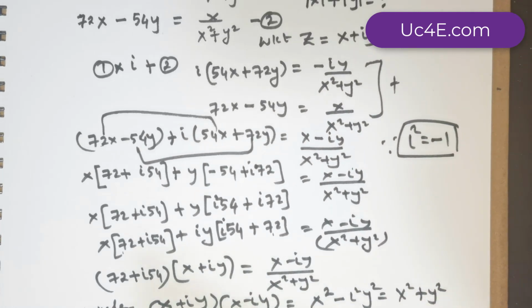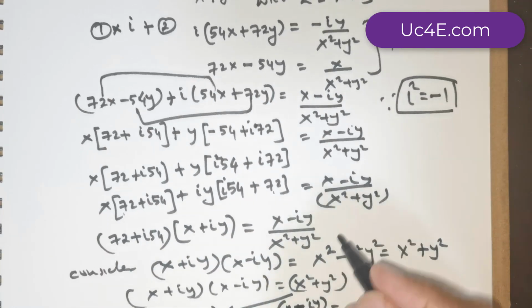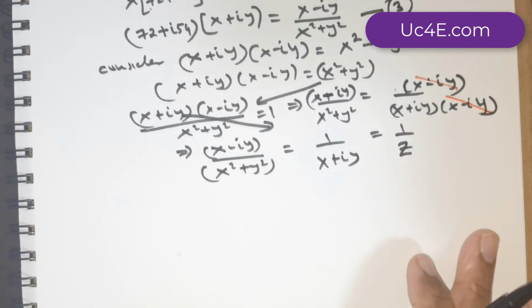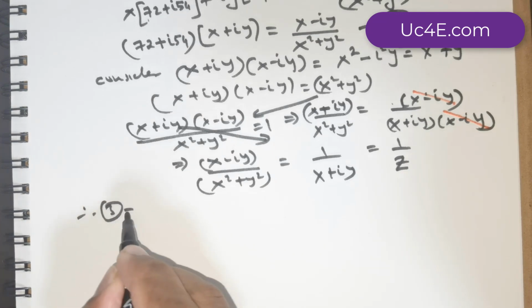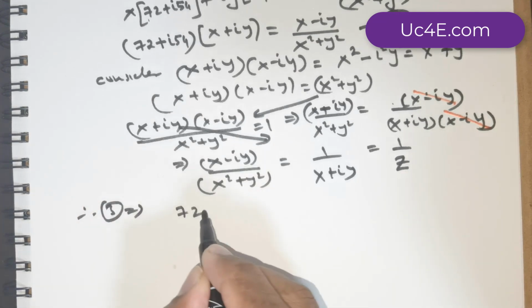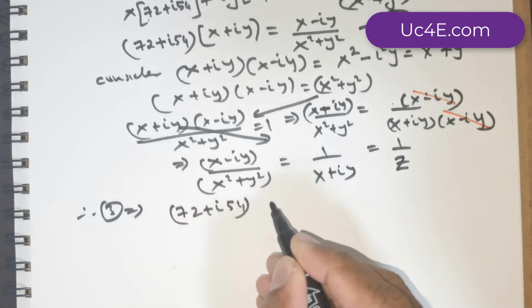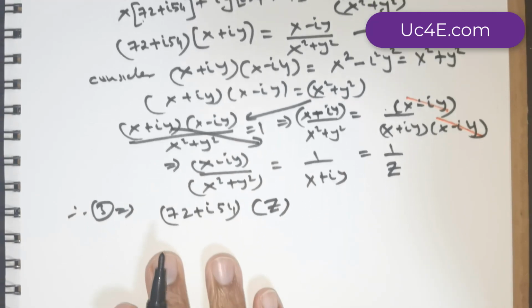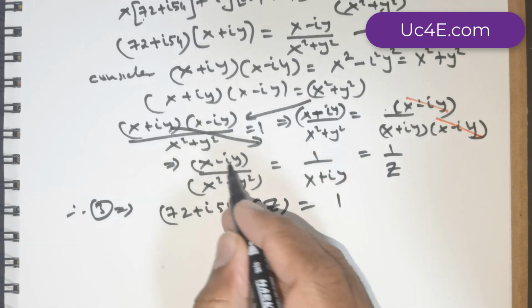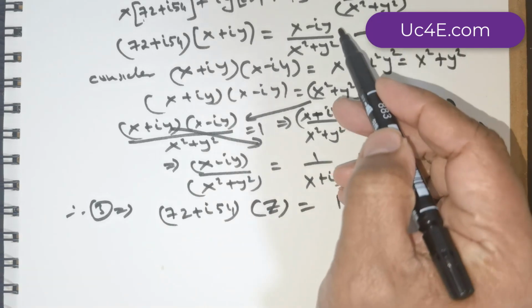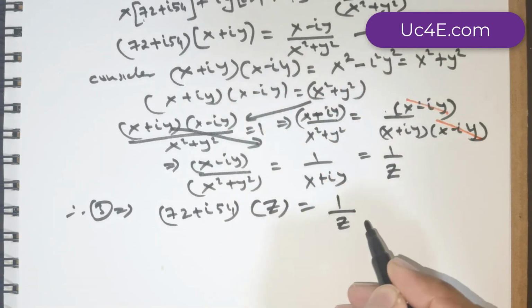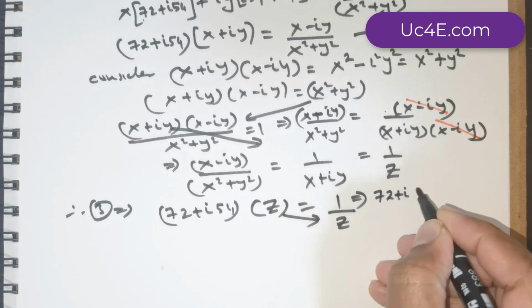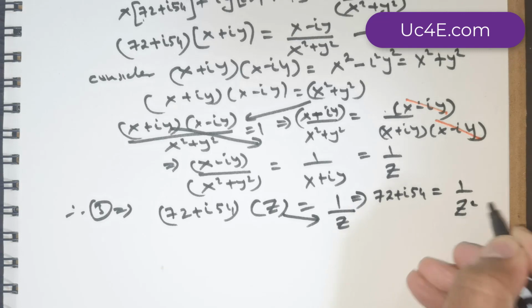So let me go back to this system here. If I were to take this as 3, I can rewrite 3 as 72 + i times 54 times, now you see there's an x + iy, so let me take it as z, and that is equal to, in place of (x - iy) divided by x² + y², it's going to be 1 over z. Now I can push this z down, so this would mean I got 72 + i times 54 is equal to 1 over z².